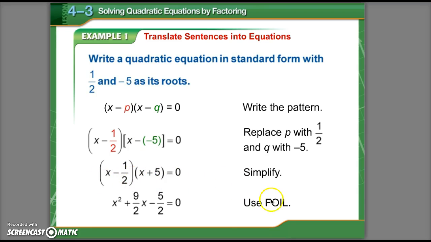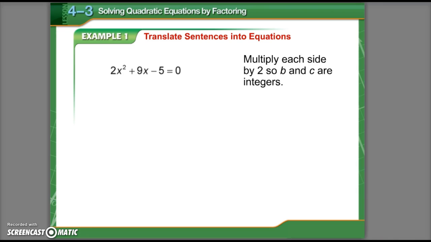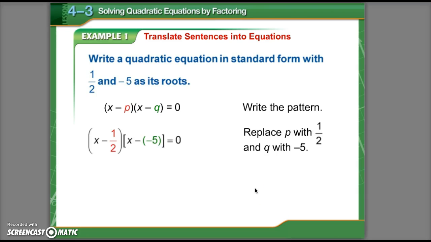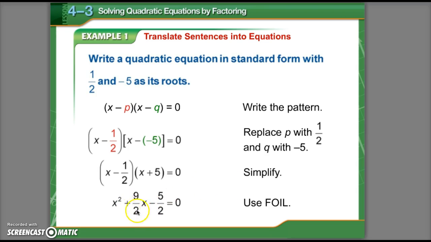Then we need to FOIL, like it says over here. When you FOIL, you'll get this answer. And if you remember back from this previous slide, what they had here for your final answer, give it a second to load. You'll notice that we had our b value is 9/2 and our c value is -5/2.